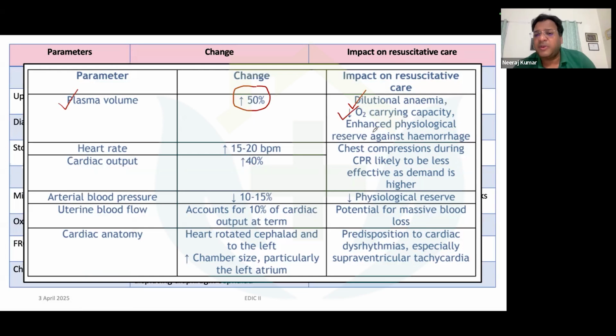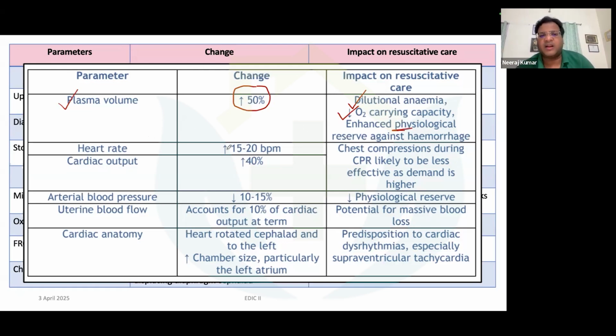That's why these patients have enhanced physiological reserve against hemorrhage. So if hemorrhage is ongoing, the physiological reserve is more. That's why God has made the physiology like this, so that if something goes wrong with this patient, the physiology comes into action. The plasma volume is increased only to combat the hemorrhage process, if it has started in a pregnant patient.